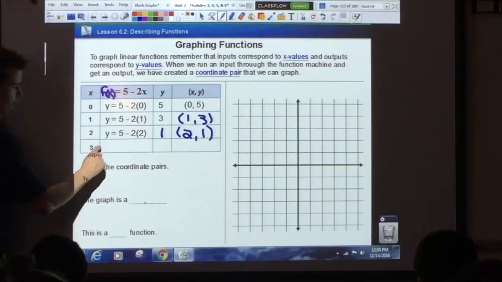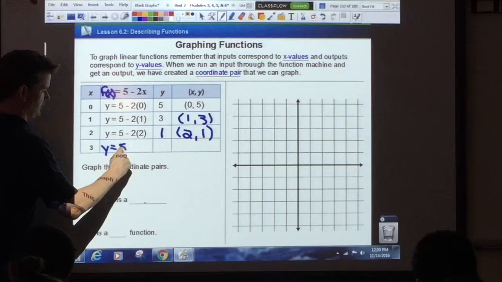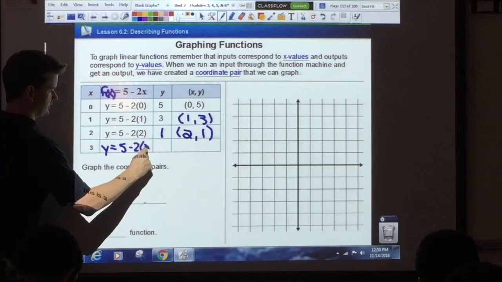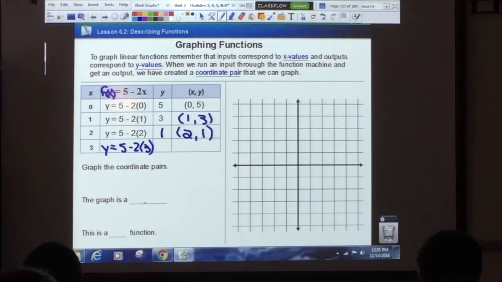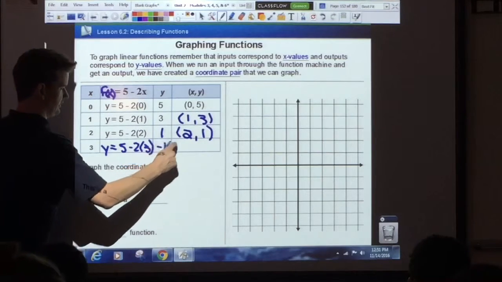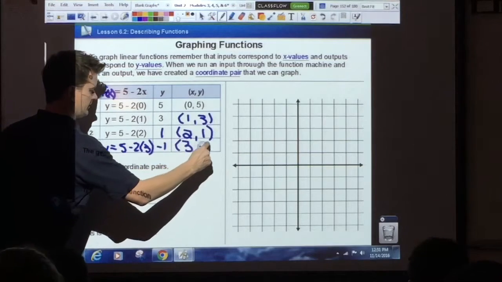And then we put in 3. Y equals 5. Negative 2 times 3. What's negative 2 times 3? Negative 6. What's 5 minus 6? Negative 1. So that gives me 3, negative 1.